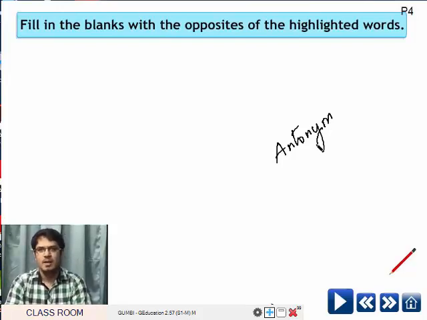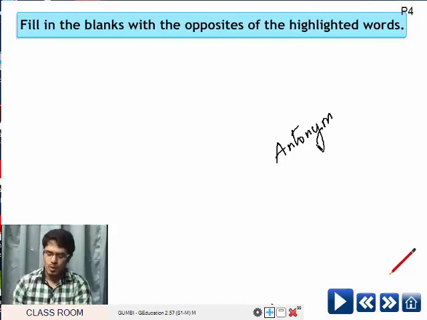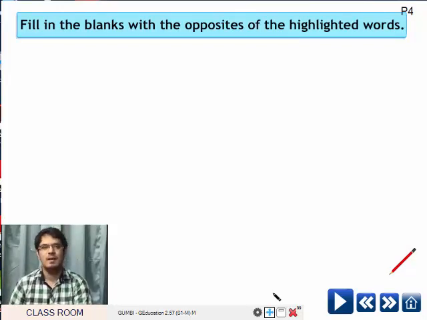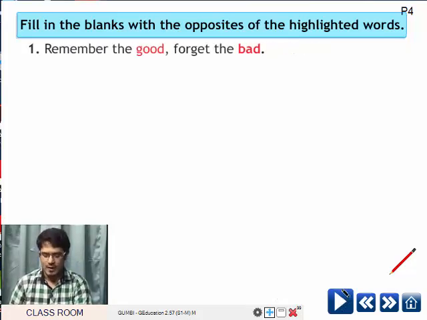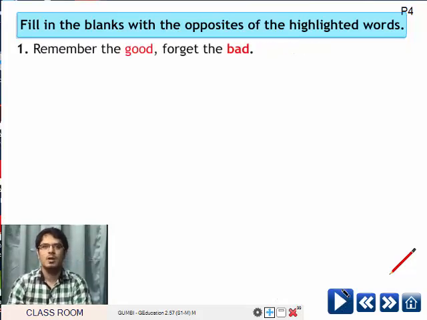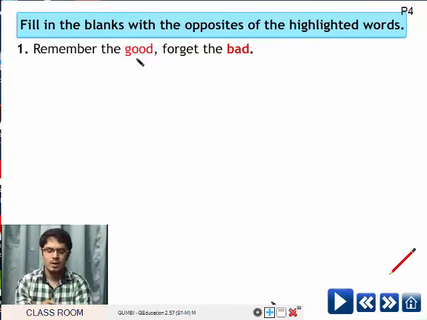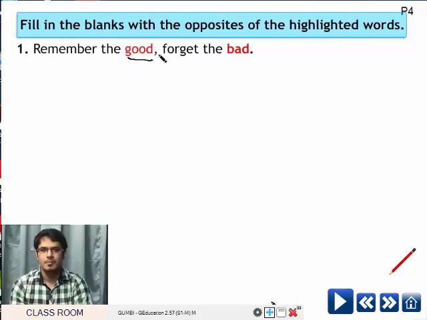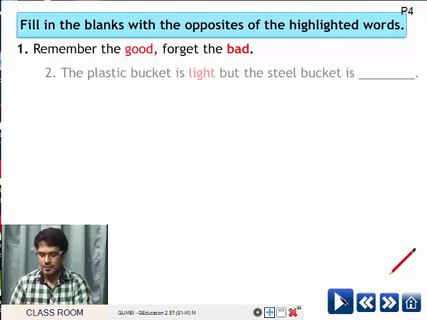Here is an activity based on that. What you have to do is fill in the blanks with the opposites of the highlighted words. For example, one is done for you. Remember the good, forget the bad. So here the highlighted word is good. Opposite of good is bad. Good, bad.